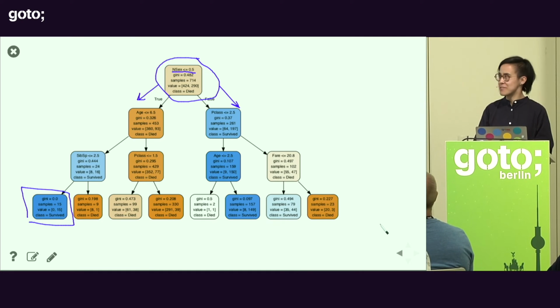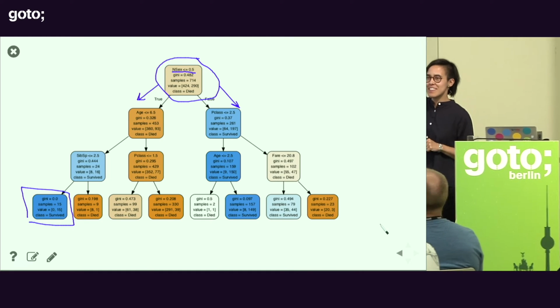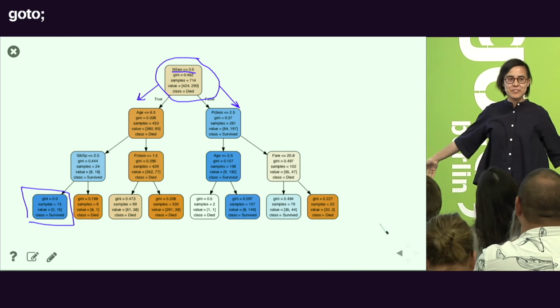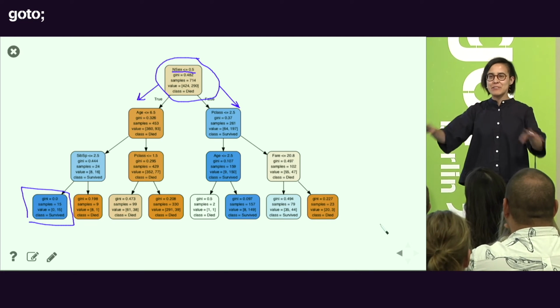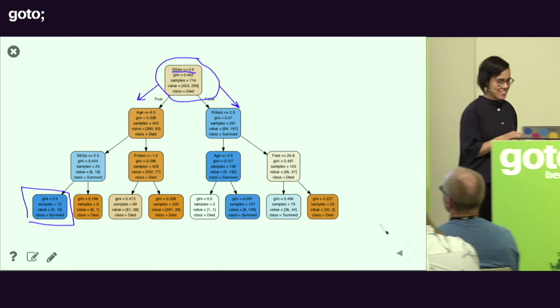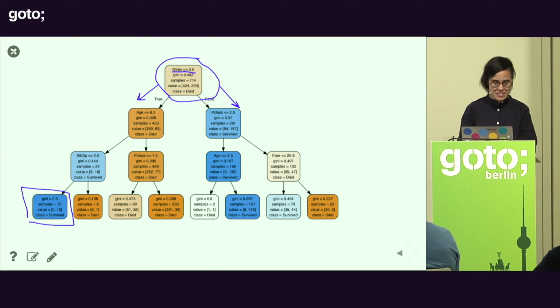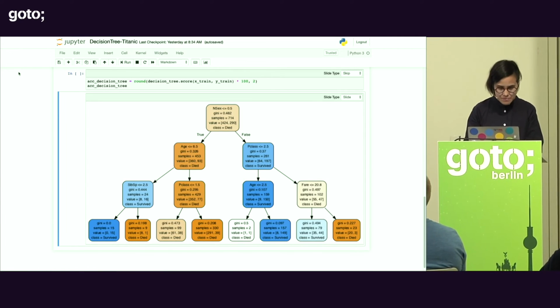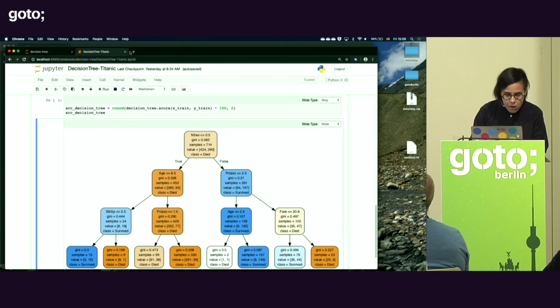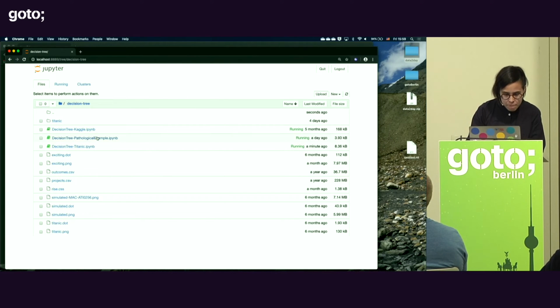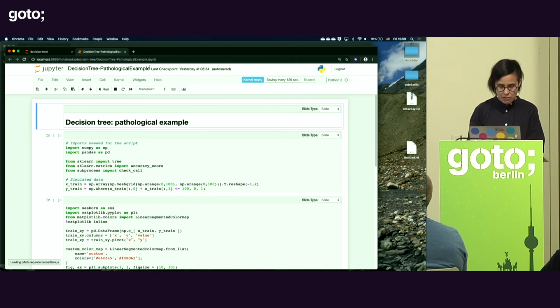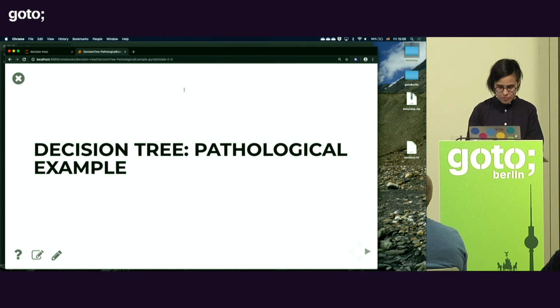So everything nice, right? You get a nice result like that. You get a nice decision tree that everyone can understand, can look at. Everything seems fine. So what's my issue with decision trees? Let's look at a pathological example here.